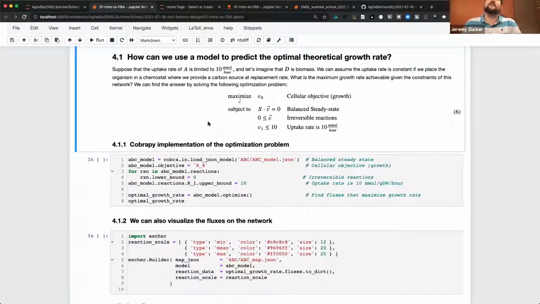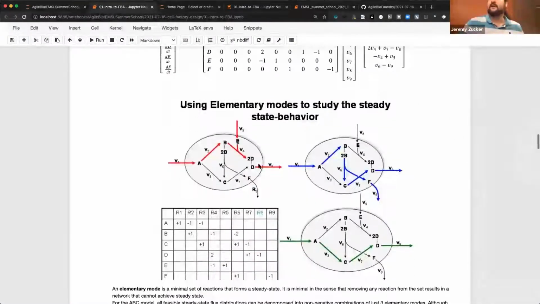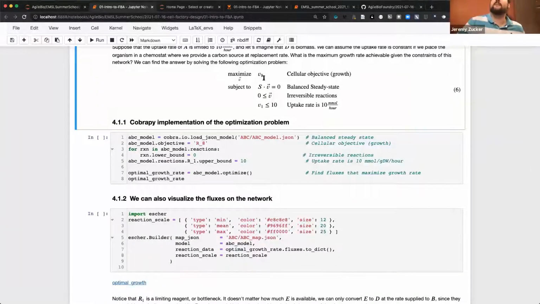So we can find this answer by solving the following optimization problem. We're trying to maximize V8 because V8 is the reaction that takes D and puts it to the outside. So we can imagine D is like biomass that's leaving the cell. You can imagine drawing a circle around the cell, and that's the volume. And as it produces more biomass, that biomass leaves that volume and produces another copy of itself. And so we want to know the rate at which this biomass is being generated. So that's the thing that we're trying to maximize here. We're trying to maximize the growth rate, but it's subject to some constraints.